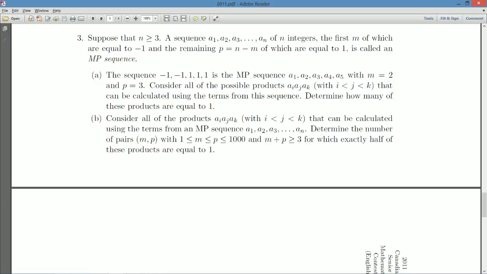So in terms of M and P, and possibly even N, so those are the 3 variables we've got, can we determine how many of these are going to be equal to 1? Is there an expression for that? How many of these are going to be equal to negative 1? Because you can only have products be 1s or negative 1s, because of the way we have set up our MP sequence. So how do we get 1s here? How do we get negative 1s here? Okay. And we want exactly half of these products to be equal to 1. And we have a couple other conditions we need to satisfy.